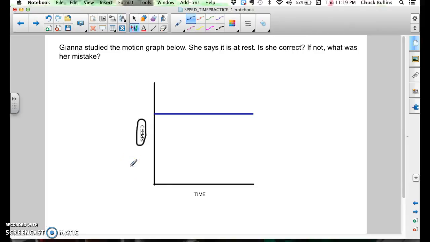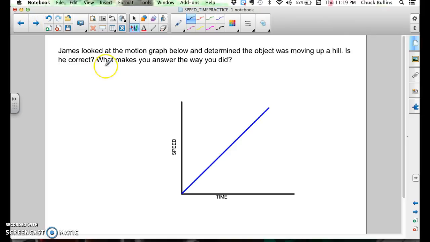Gianna did not do the work that was needed. If she were to put some numbers in here, 1, 2, 3, 4, 5, and we call that 6. As time increases, the speed of this object remains constant. So Gianna made a very, very common mistake, a very easy thing to do, but if you take that little extra time to notice the type of graph it is and you study the graphs, you should do very well with those.